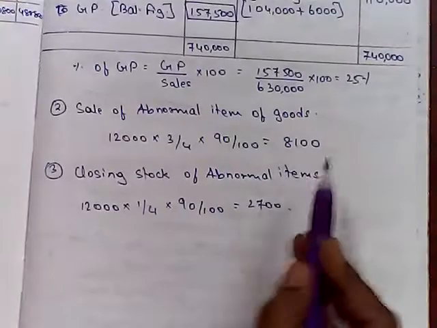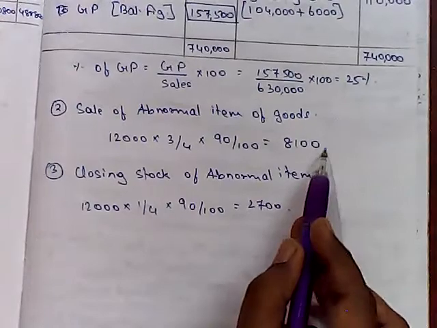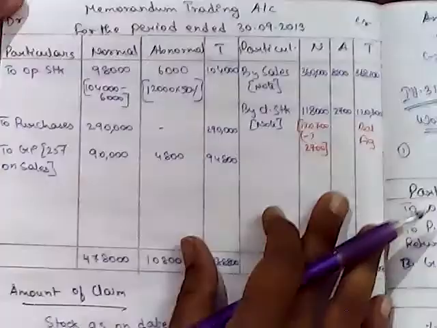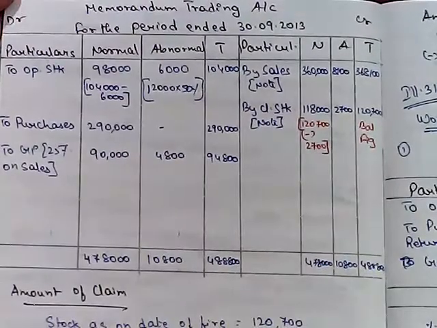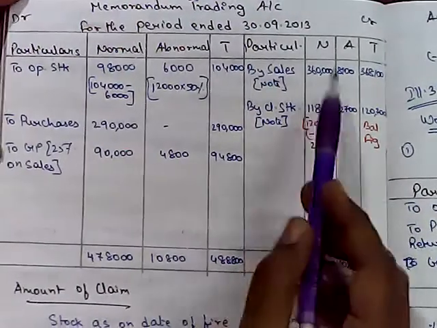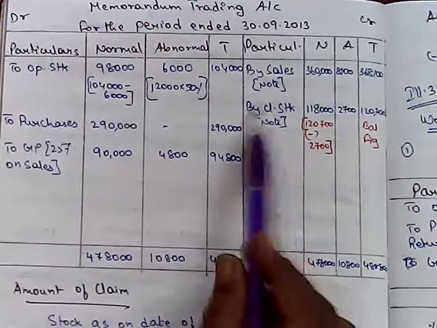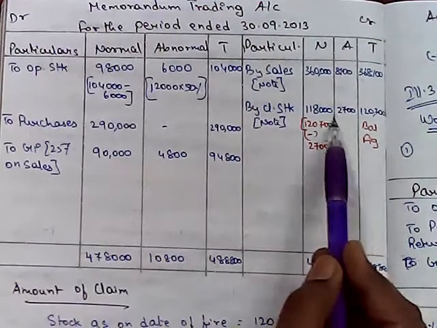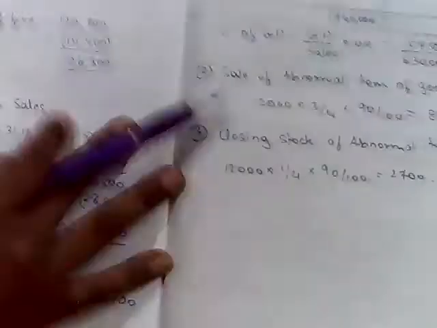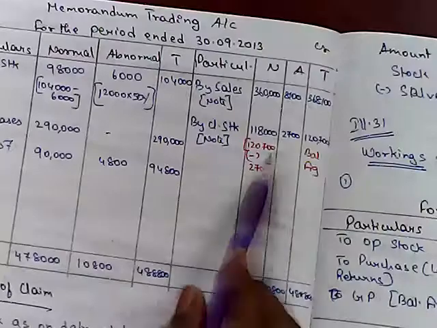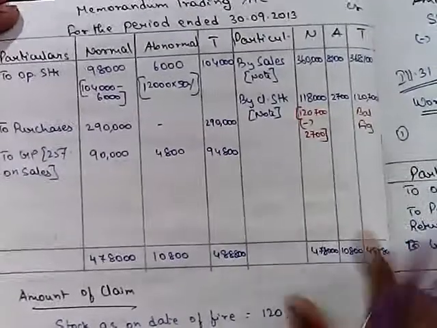From our workings here, 8,100 is the sale of the abnormal item which we had got, and this total is given. Okay, it is given as 3,60,000. So add both, we will get the total sales. Now, by closing stock, here 2,700 we got from the working. So that's what we are taking in the abnormal column.